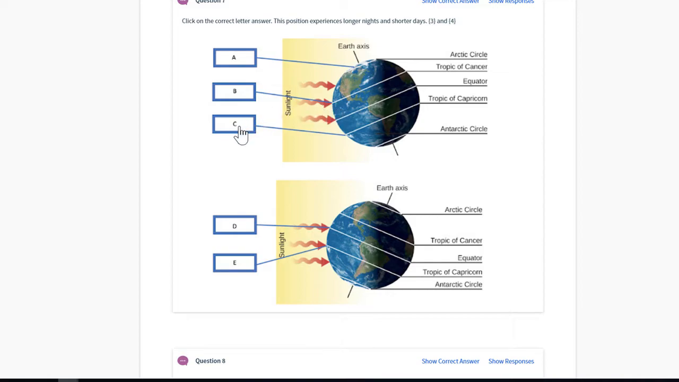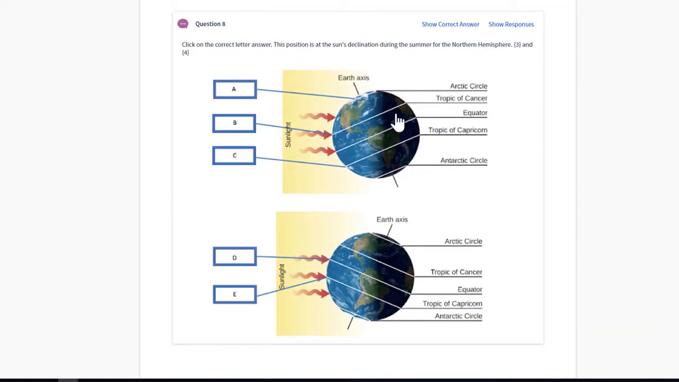So the only possible option will be letter C, but in most of the responses some people posted E, but the correct answer will be letter C. So the Tropic of Capricorn is the one that has the shortest day and longer night. All right, so let's see the other one.